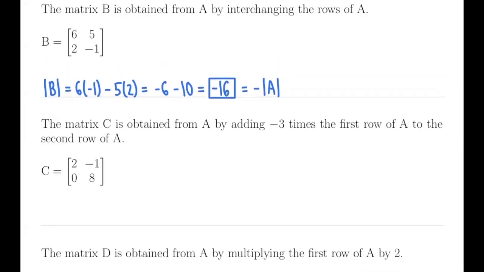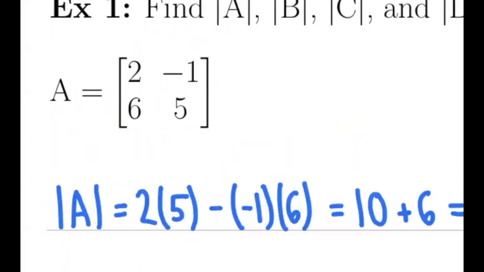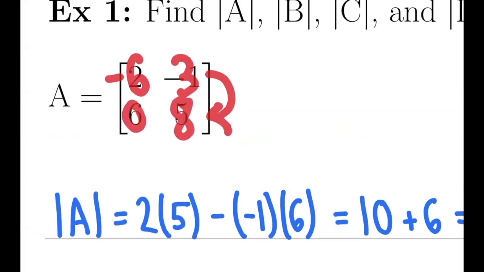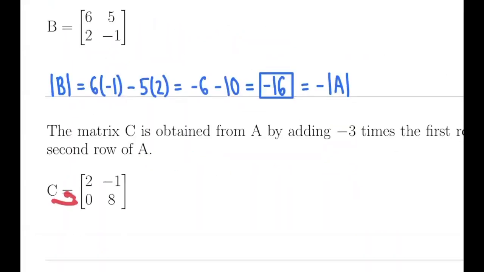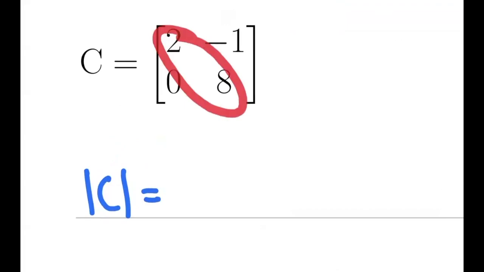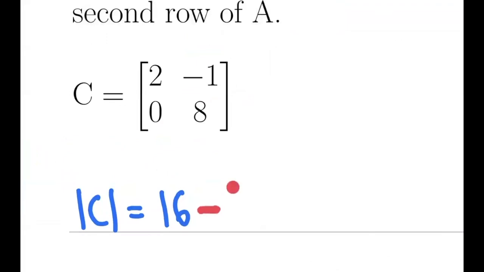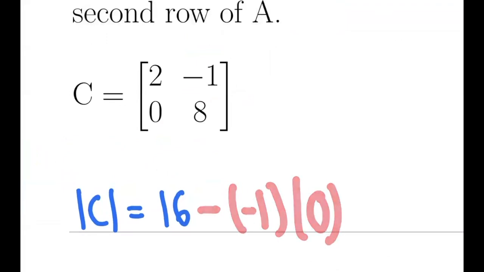Matrix C is obtained from A by adding -3 times the first row of A to the second row of A. If you do this row times -3, this becomes -6, this becomes +3. And when you add that to the second row, -6 plus 6, that's 0. And then 3 plus 5, that's 8. So you get 0, 8 in the second row. And the first row stays the same. Let's find the determinant of this matrix. This one's easy. 2 times 8 is 16. And then minus -1 times 0, which is just -0. So you just get 16.